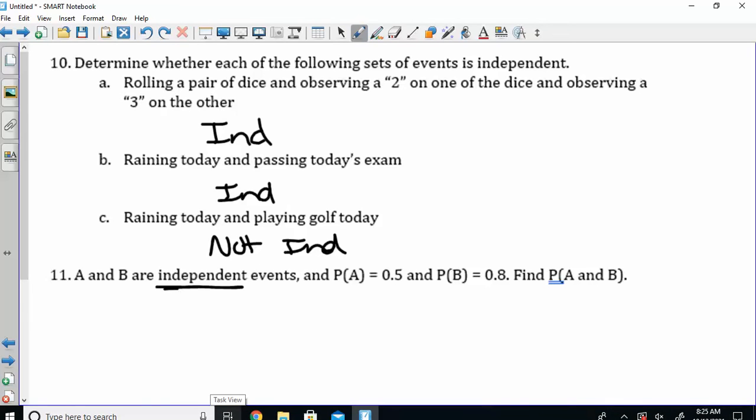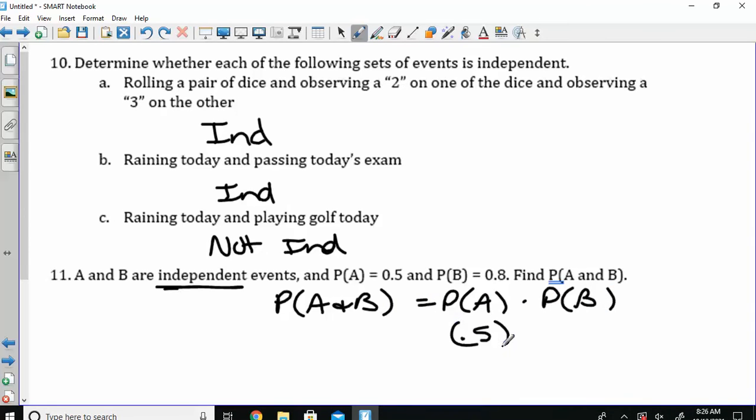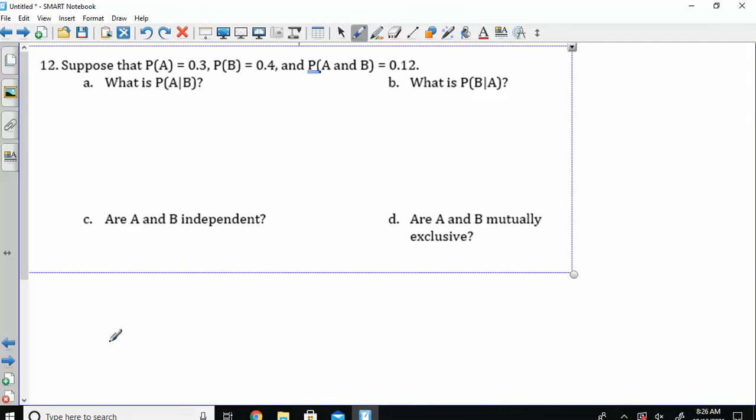Alright, number 11. If they are independent, look at your formula sheet. When we are talking about independent, you have a multiplication rule for independent events. So the probability of A and B, because I know they are independent, is just probability of A times probability of B. So 0.5 times 0.8 gives me 0.3.